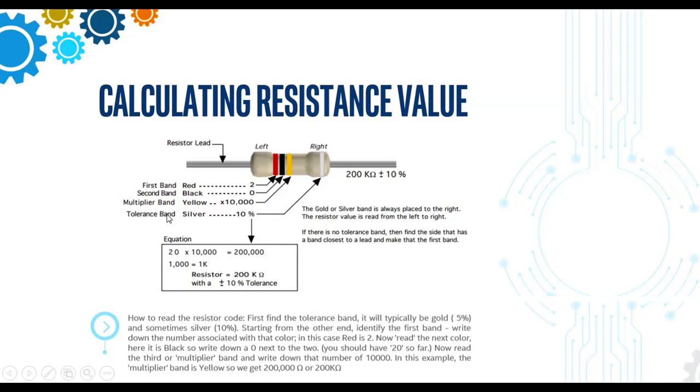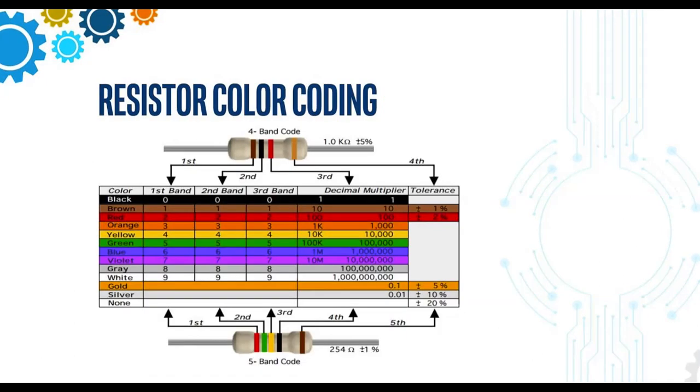So using this, we have the first color red, indicated as 2, the second color black, indicated as 0, and the multiplier is 10,000. So this is 200 kilo ohm with 10% tolerance. 200 kilo ohms is the value of that resistor. How is it calculated? We have the resistor color coding.